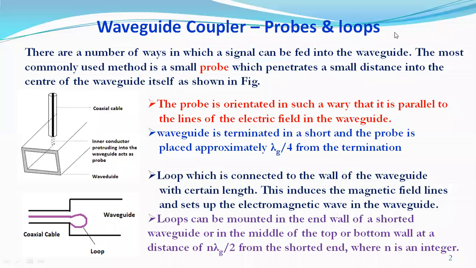Okay, it's unit number 2. So last class we discussed waveguide couplers. In waveguide couplers we have the probes and loops. So probes, as already told. So in probes, see this diagram.